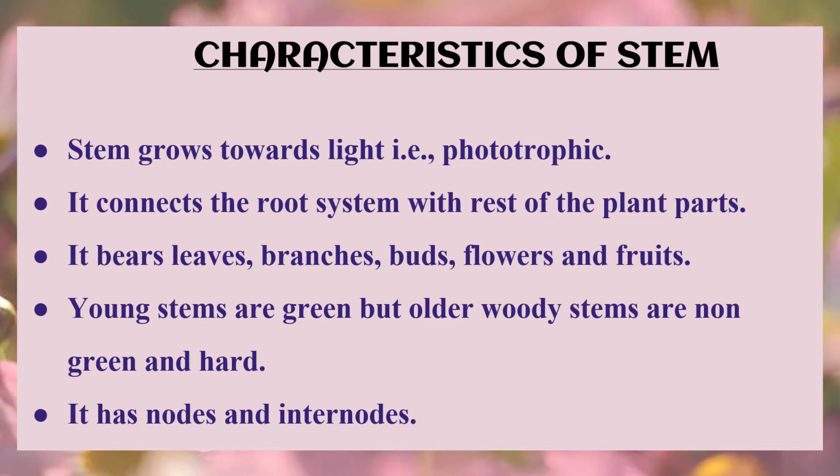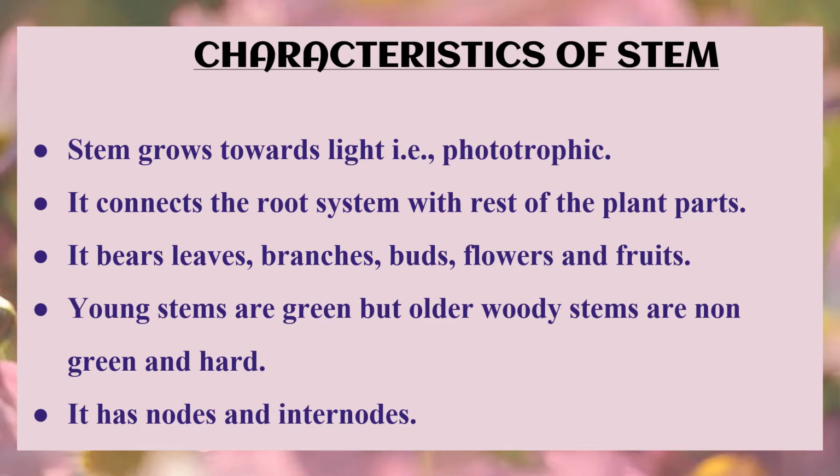Characteristics of stem. Stem grows towards light. That is called phototropic. Photo means light, and as it grows towards light, it is called phototropic. It grows away from the soil. As we have just learned that roots are geotropic, but stems are not. They grow away from the soil.